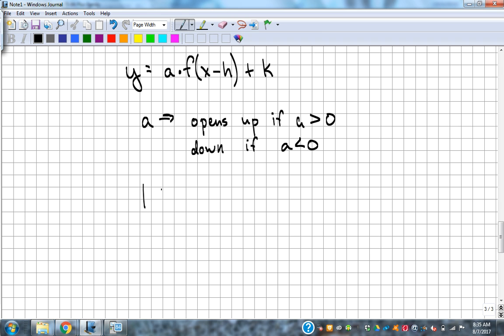So the absolute value of that A, if it's greater than 1, so that means if it's a bigger number, like 5 or 4/3, it could be a fraction and still be a bigger number. So if that is greater than 1, then it's going to be a vertical stretch. And these are things you're going to need to know. Okay?